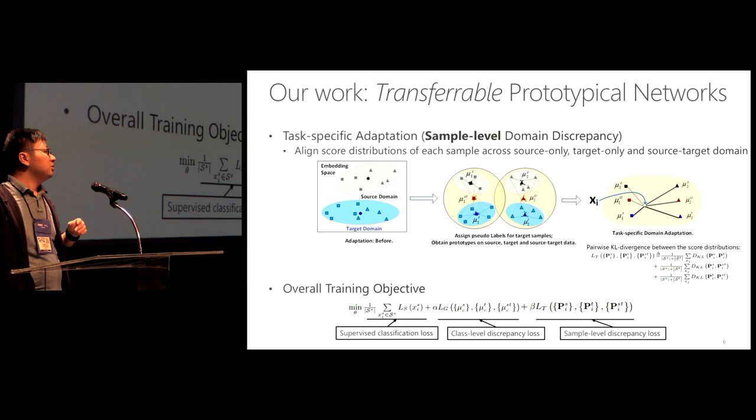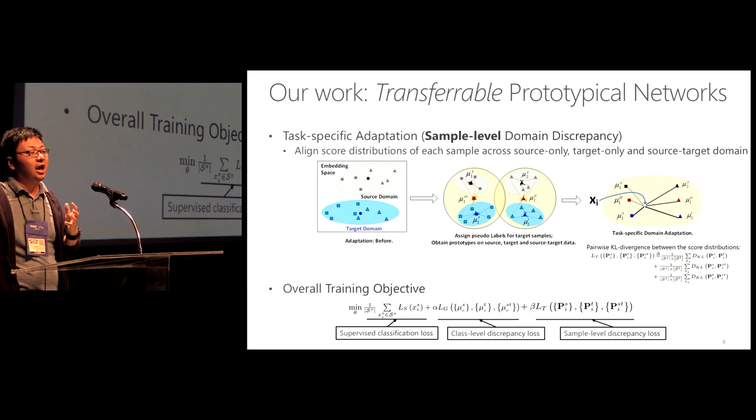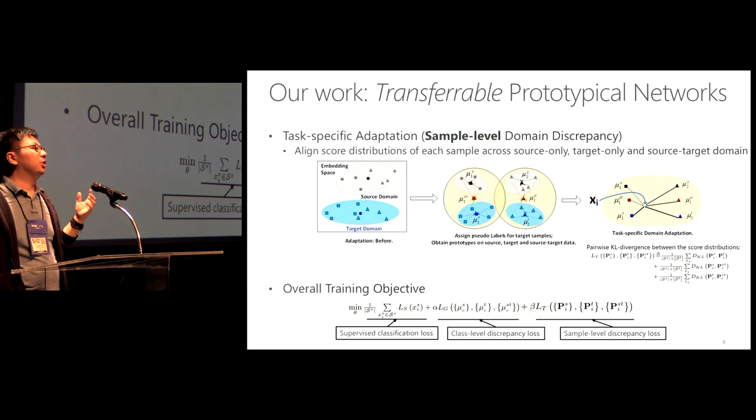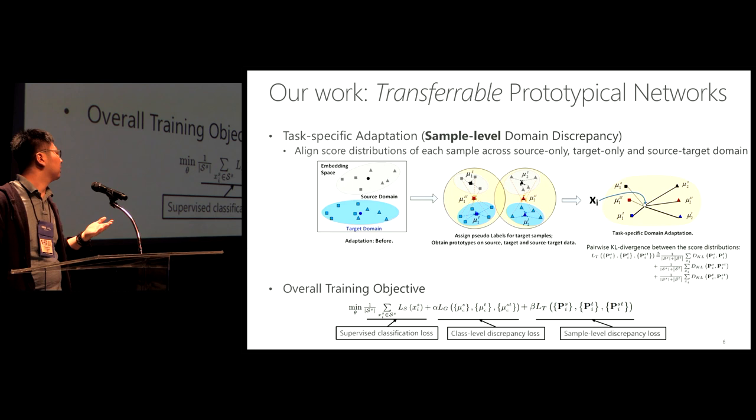So here, for example, given a sample, it may be from the source or target, and then we could obtain three score distributions based on the three kinds of prototypes in different domains. And then the sample level discrimination is measured as the pairwise KL divergence between the score distributions. So the overall training objective is composed of three components: the supervised classification loss, the class level, and the sample level discrimination losses.